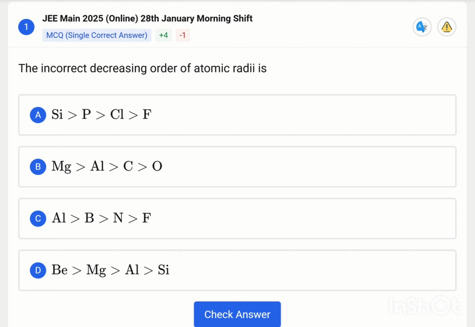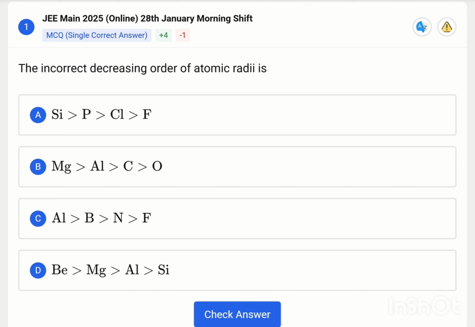So today we are going to discuss the 28th January morning shift paper of JEE Mains 2025. This paper was a good paper. 20 questions were of very basic level, NCERT level, and anyone could have solved these questions just by paying attention. Only 3 to 4 questions needed something extra apart from the NCERT.